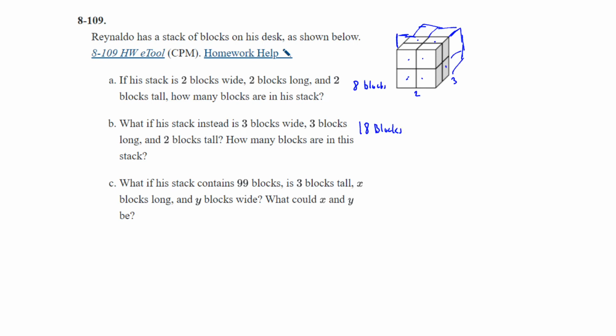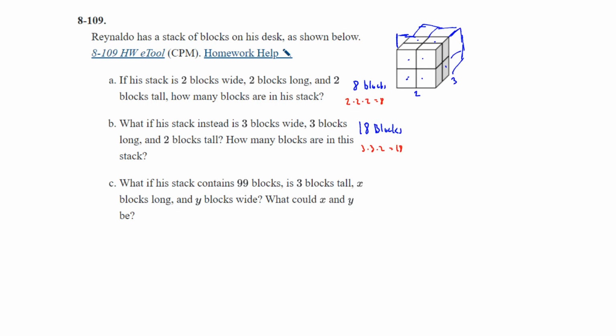What if a stack contains 99 blocks, is 3 blocks tall, X blocks long, and Y blocks wide? What could X and Y be? So what you hopefully have noticed here is this really is a volume problem. So 2 times 2 times 2 is going to give you those 8 blocks. In this case, 3 times 3 times 2 will get you those 18.